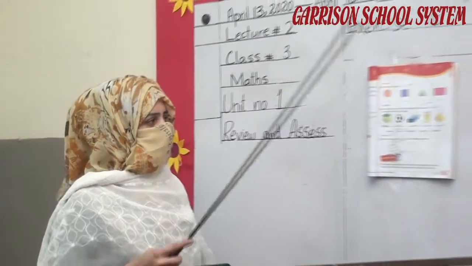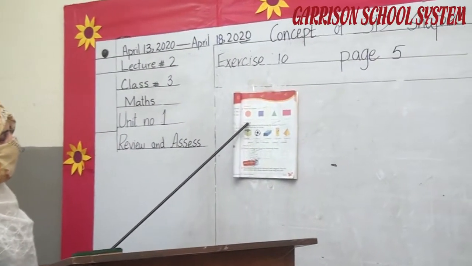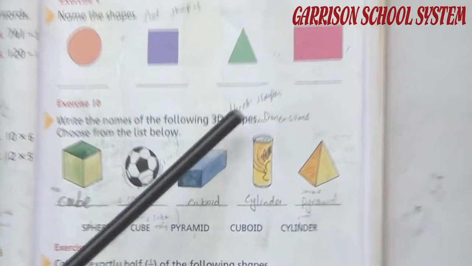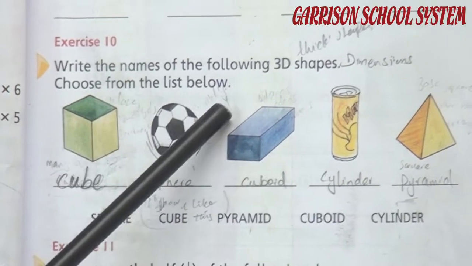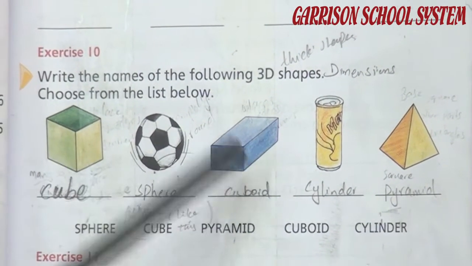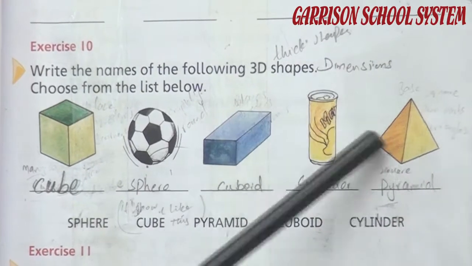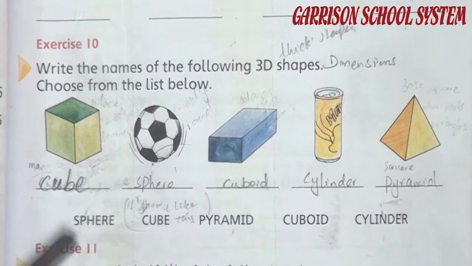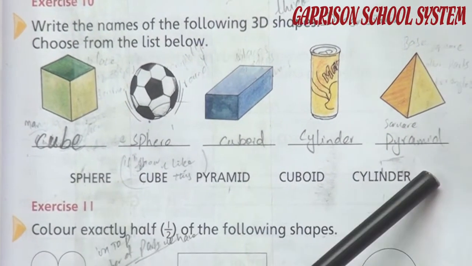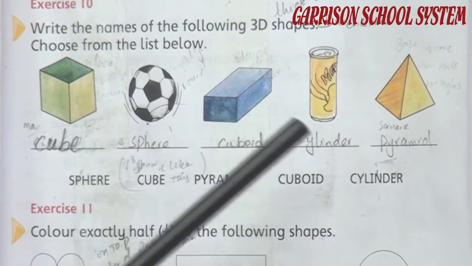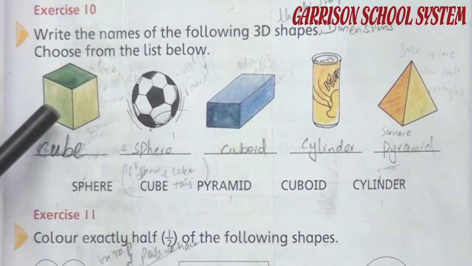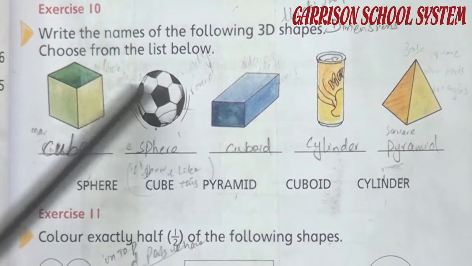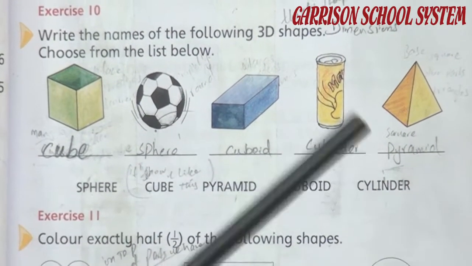Okay students, now move on to exercise number 10. What is the statement? Write the names of the following 3D shapes. Choose from the list below. Here are 3D shapes. 3D shapes means 3-dimension shapes. And here are the names of these shapes. So you have to choose the name of these shapes from this list and write under these shapes.